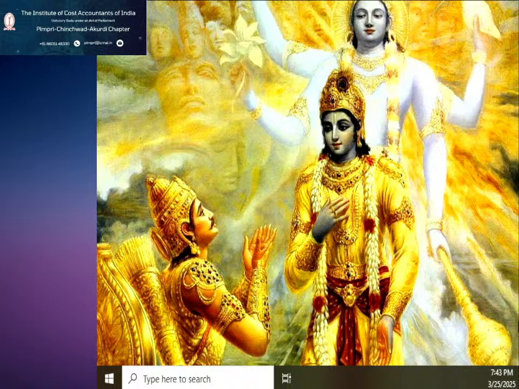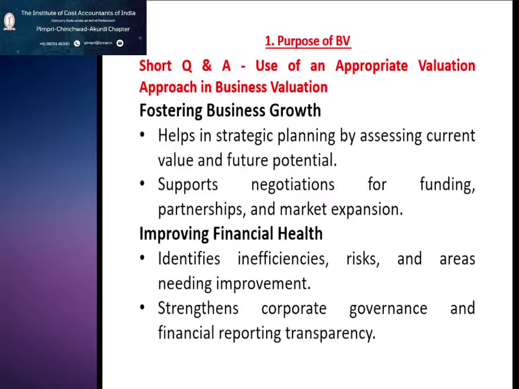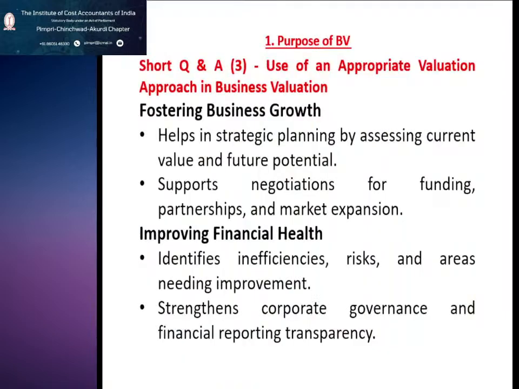Informed investment decisions. It provides investors with a clear picture of the company's financial health and growth potential. It ensures fair pricing in mergers, acquisitions and funding rounds. So these numbers are basically the references to the short question and answer which are there in the study material.